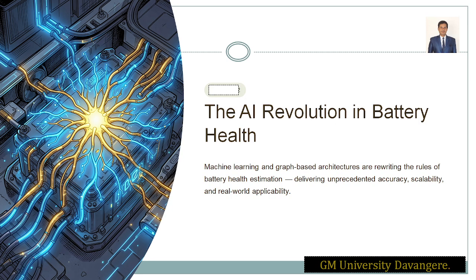Okay, if you see the AI revolution, especially in battery conditions, it is making a lot of impact. Machine learning is also making a lot of impact, where it will try to generate various kinds of graphs based on your BMS architecture, and also rewrite the rules for battery health estimation, which can deliver unprecedented accuracy and scalability for real-world applications.